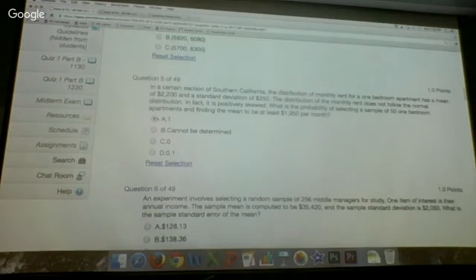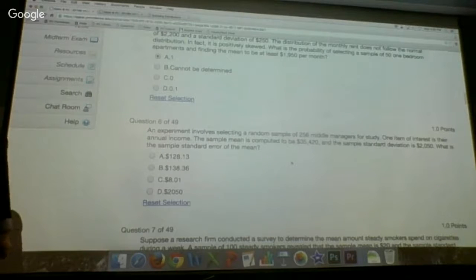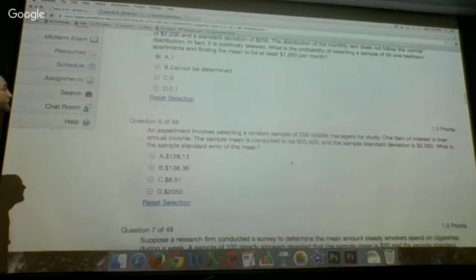Five down, 44 to go. An experiment involves selecting a random sample of 256 middle managers for a study. That's awesome. Do you know why I like studies with 256 subjects? Because the square root of 256 is 16, and I know I'm going to have to take the square root of the sample size for my standard error.